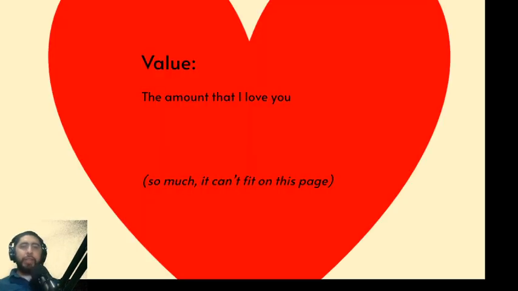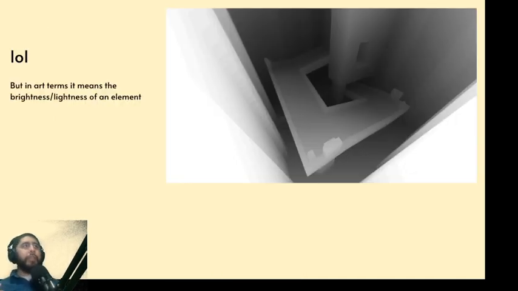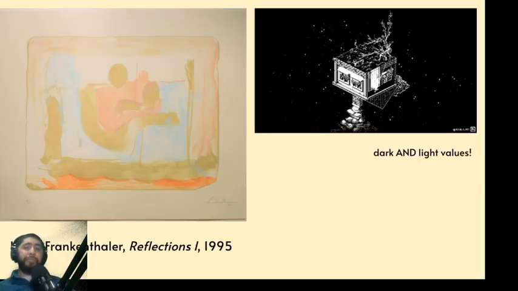All right, 15 minutes. Value, the amount that I love you so much it can't fit on this page. But it just means how bright or light a thing is. Like this painting on the left by Helen Frankenthaler, very light values, right? There's nothing that's very dark. It's low contrast. We'll talk about contrast later.